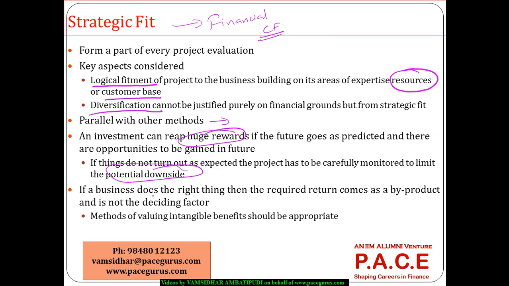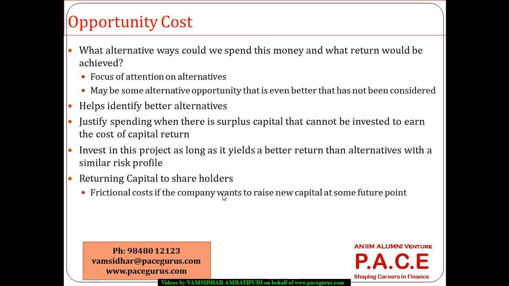So the final mantra is: do the right thing. If you are doing the right thing, the required return comes as a byproduct and it's not the deciding factor. Probably an extraordinary thing to be remembered. If a business does the right thing, the required return comes as a byproduct and it is not the deciding factor. Right? So that is what goes as a part of understanding the strategic fitment exercise.